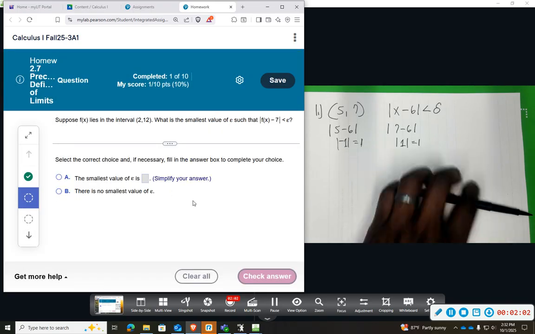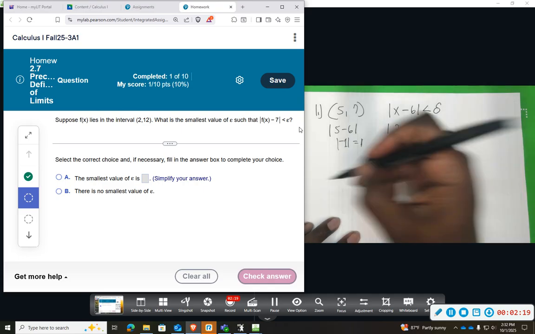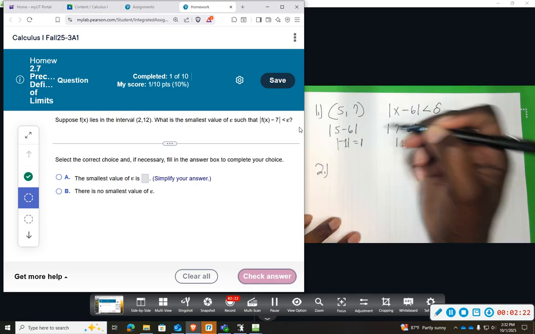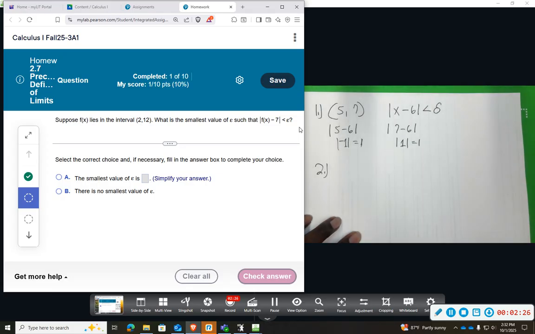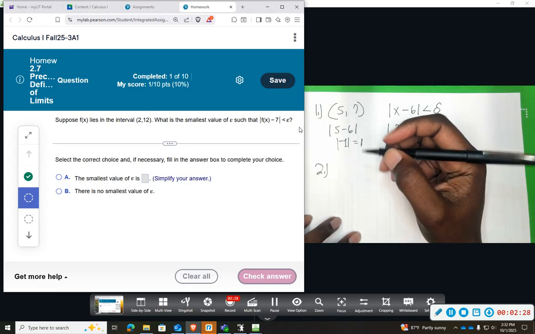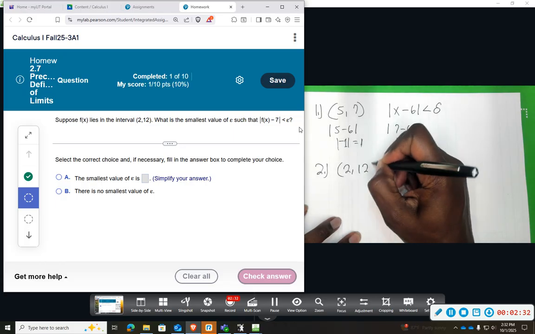Okay, number 2, similar. It says f of x this time lies in the interval 2 to 12. So this is the y coordinate, and we want to find the smallest value of epsilon such that the absolute value of f of x minus 7 is less than epsilon. So again, we're just trying to trap this epsilon within the range so that we stay less than that value. And again, we're using the interval 2 to 12. So you can just refer to that.